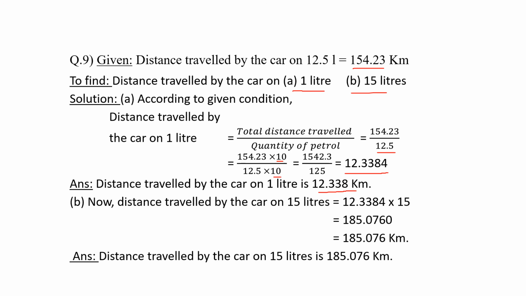Now I'll see B. Now distance traveled by the car on 15 liters. So in the first one, we find out the distance traveled by the car on 1 liter, right? So we'll multiply that kilometer by 15. That is 12.3384 into 15. After multiplication, we'll be getting 185.0760, right? So we can neglect the last zero over here, right? So our answer is 185.076 kilometer. Okay, so our final answer is, distance traveled by the car on 15 liters is 185.076 kilometer.